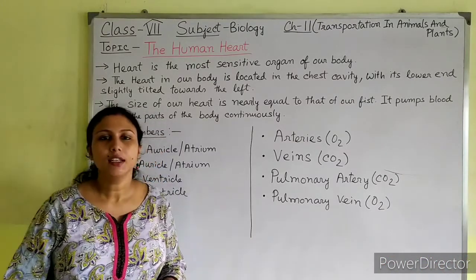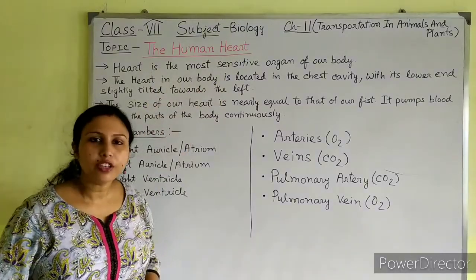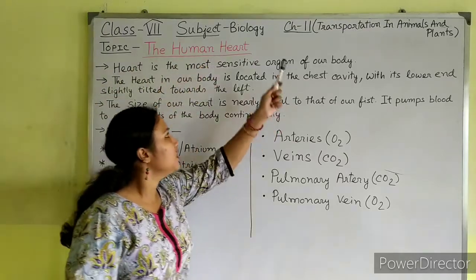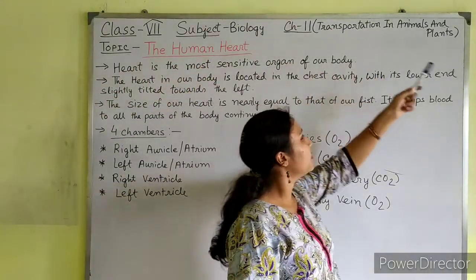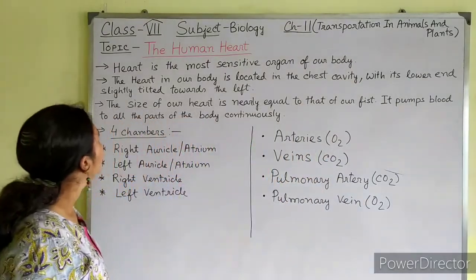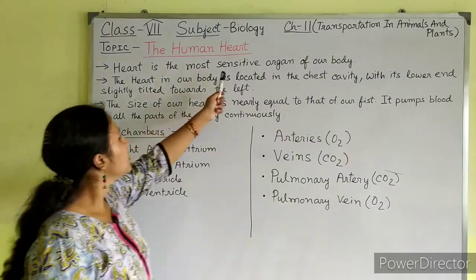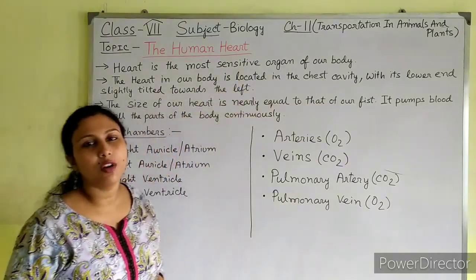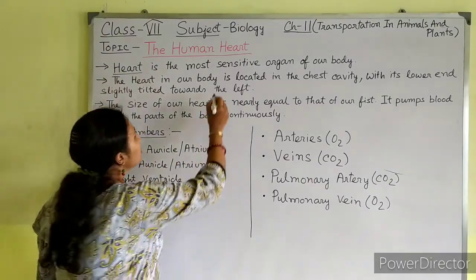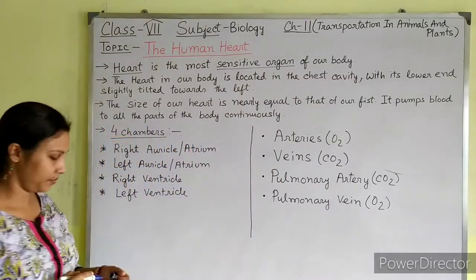Today we will learn the topic, the human heart, which is under class 7, subject biology, chapter 11, transportation in animals and plants. Now students, heart is the most sensitive organ of our body.